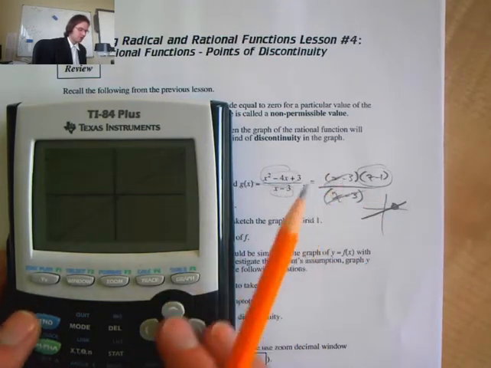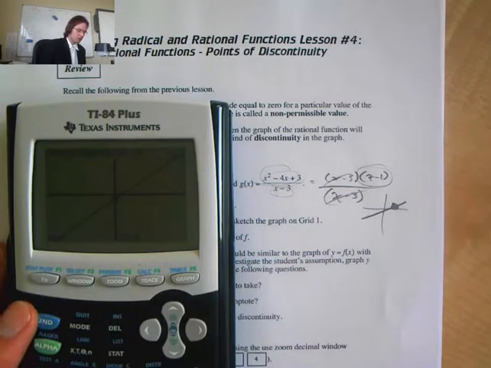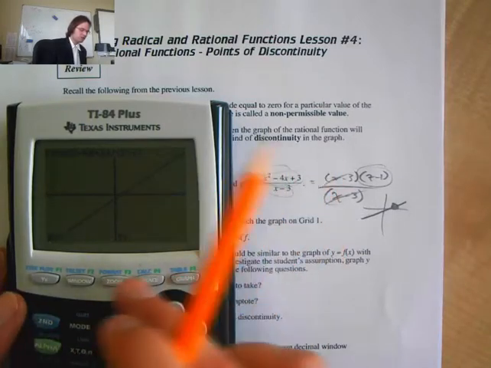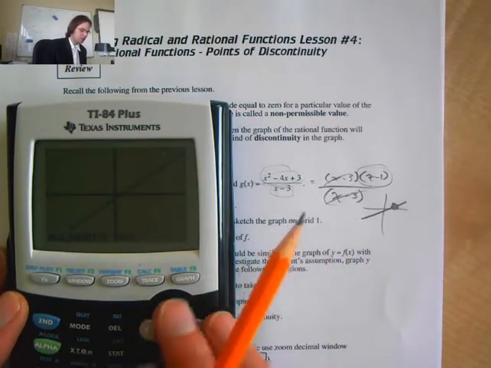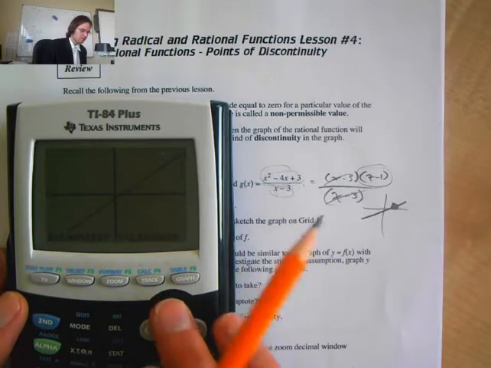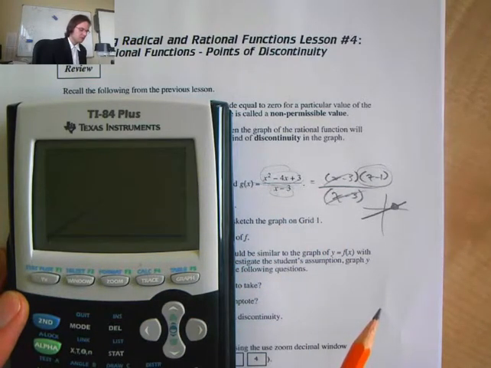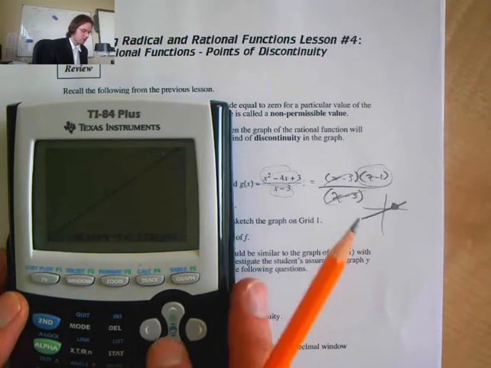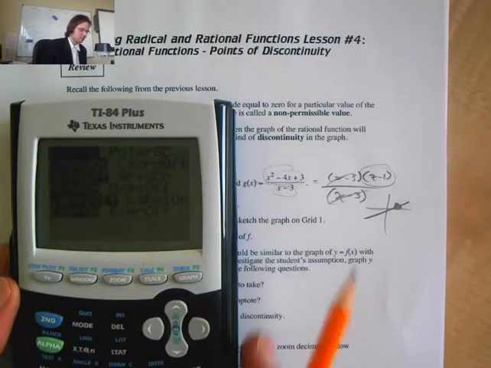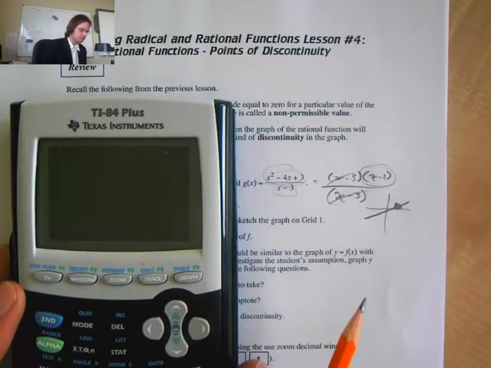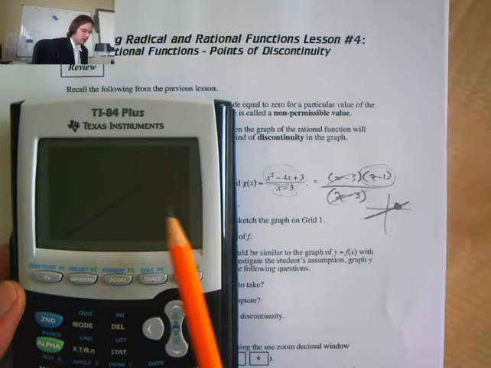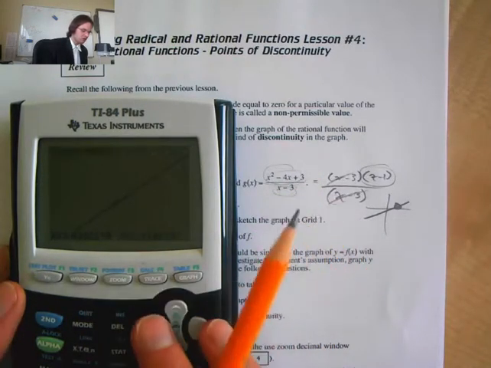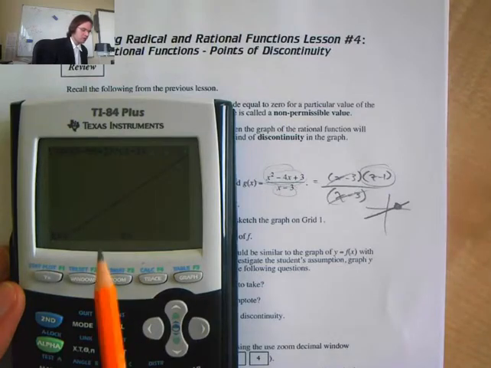Okay, so where is my point of discontinuity? If I put trace and I put 3, I have no y value. If I zoom in at that point, eventually if I zoom in enough, there's going to be a little break in there. So we have at 3, and I keep on going, but there is a slight break at 3 somewhere. If I trace, I can never hit 3. All of a sudden, it's not there.